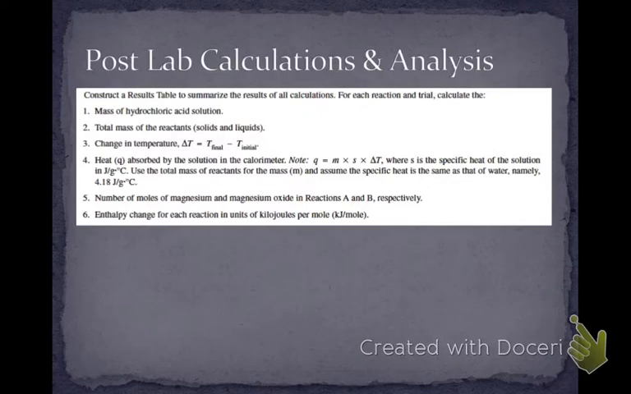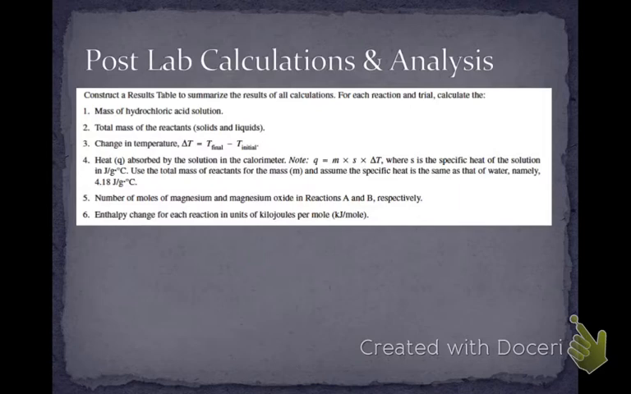You want to make a table that's going to show each reaction, so reaction A and reaction B with magnesium and then with magnesium oxide, and for each trial. So you're going to have columns for trial 1 and trial 2 for the magnesium, and trial 1 and trial 2 for the magnesium oxide, and then you're also going to have rows for the 6 things that are listed on this sheet here that's on this slide.